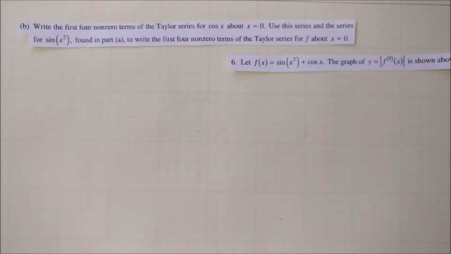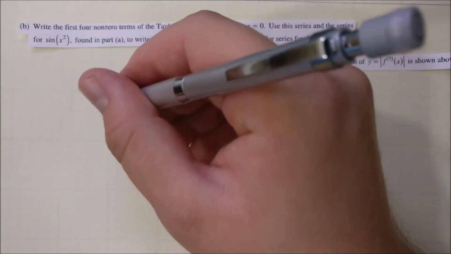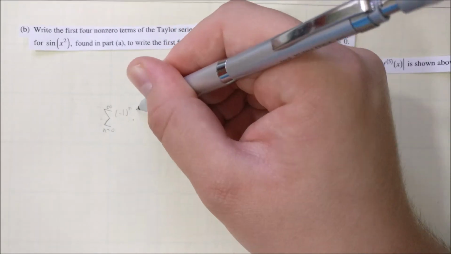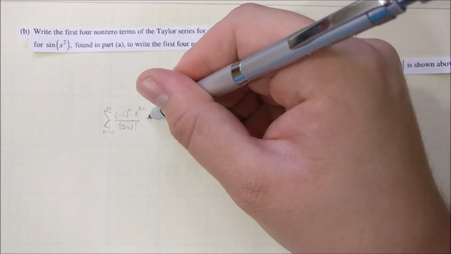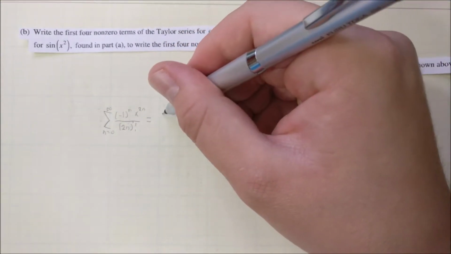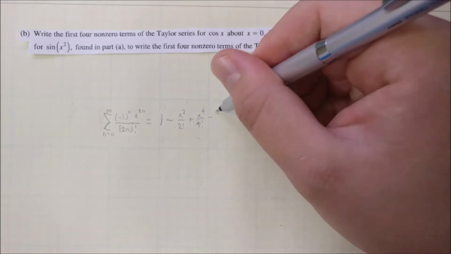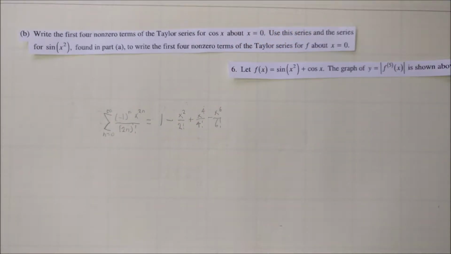But okay, let's not get ahead of ourselves. First, we got to do the first section, which is the Taylor series for cosine of x. This is another one that you really should have memorized. And then we just write out the terms. And there we go. Now we're supposed to use that to find f of x.